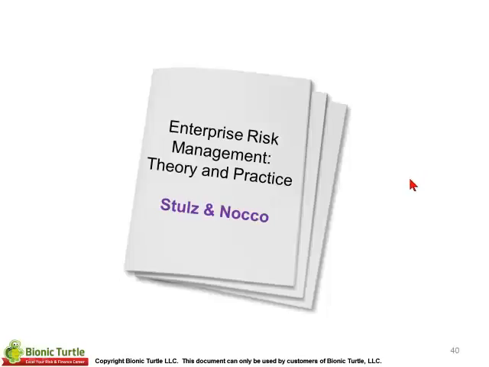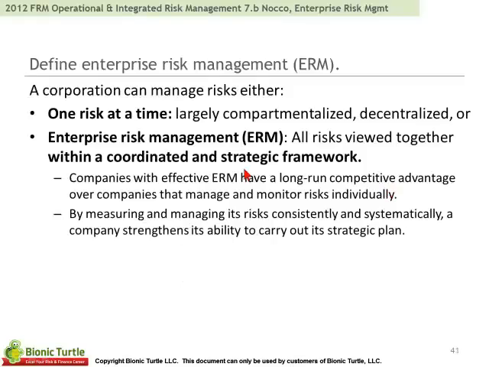So then a paper by Nocco on enterprise risk management, which reappears in the curriculum, continues to have low testability. We're asked to define enterprise risk management. A corporation can manage risk either one risk at a time. That's the straw concept, or the straw man. And it would be preferable for the corporation to use enterprise risk management and view all the risks together in a coherent, coordinated, and strategic framework.